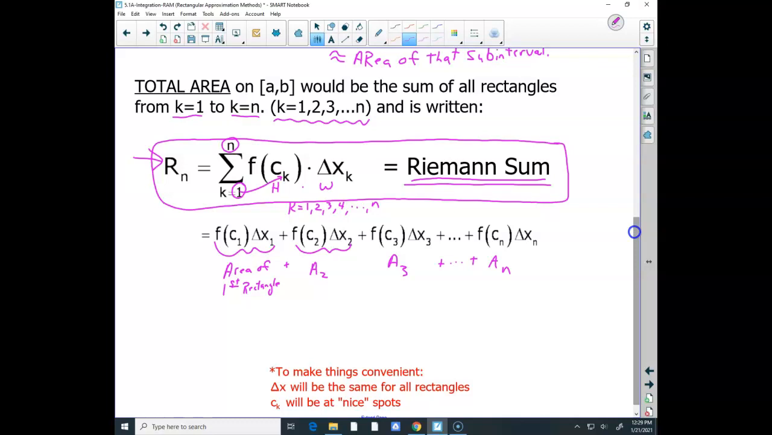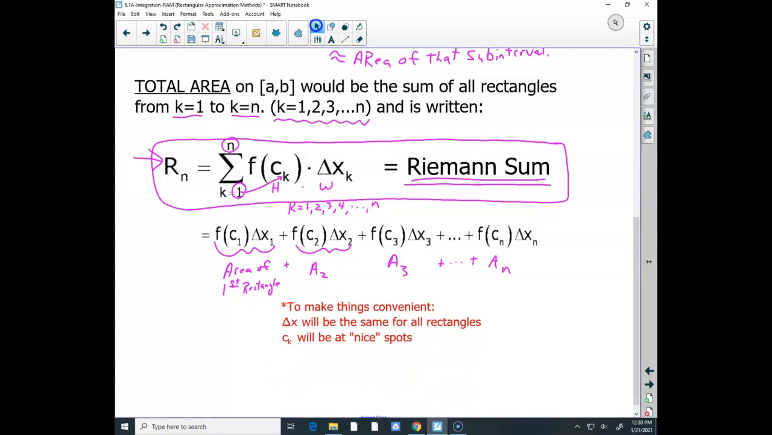And as we went through and we did this, to make things convenient for us, this is really important down here on the bottom, okay? To make things convenient, delta x will be the same for all rectangles. Well, hopefully you can look at this and see, why would I want delta x in this equation to be the same number? Well, if they're all the same thing, that delta x could be factored out in the end, okay? And to make things even more convenient, c sub k will be at nice spots.